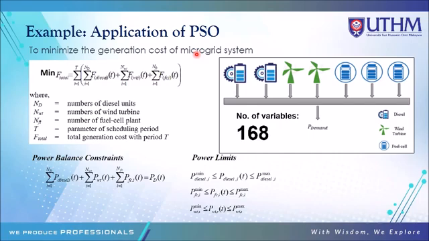This is the problem: the objective function, and then you determine the number of variables. Sometimes we have 10 variables, and then you have to clearly define your constraints. The constraints are related to the variables.